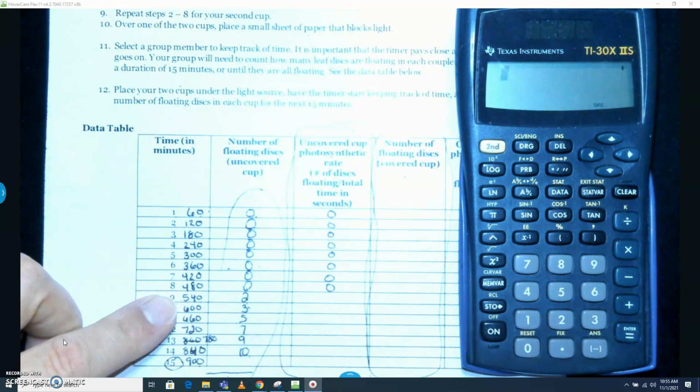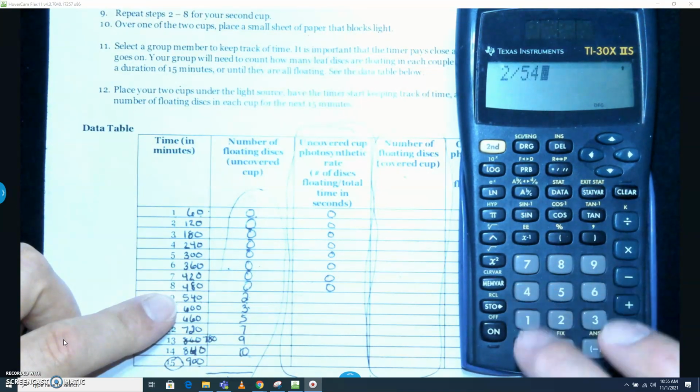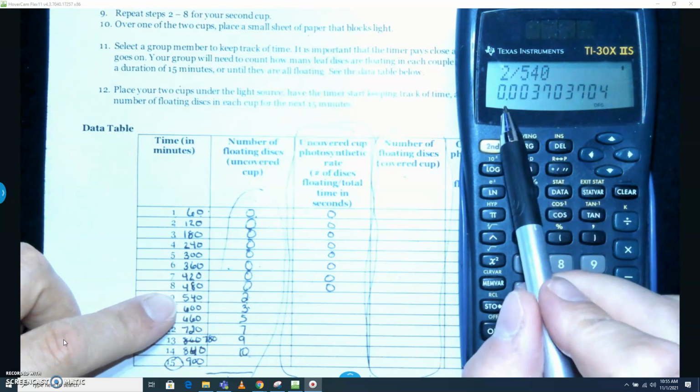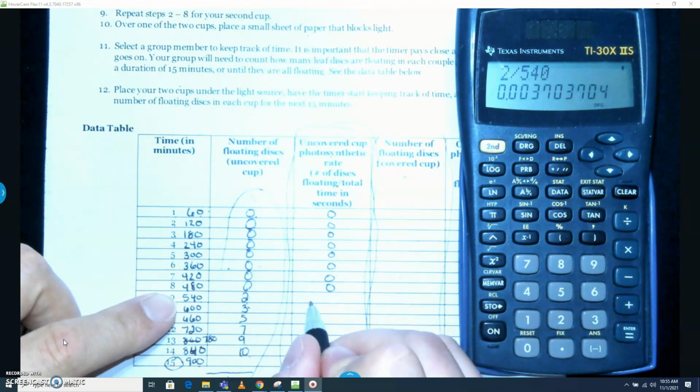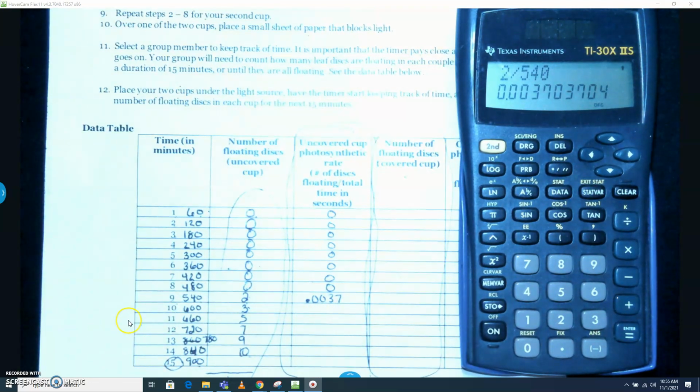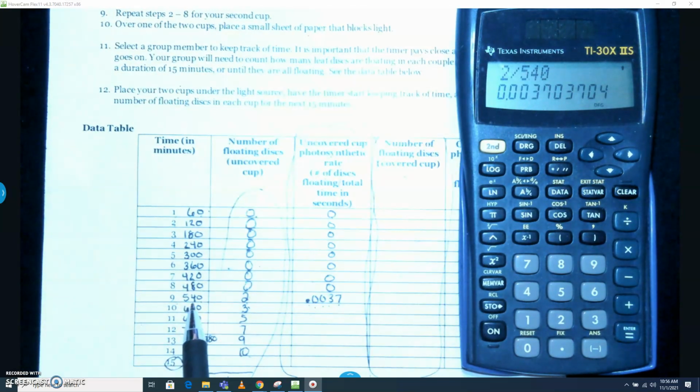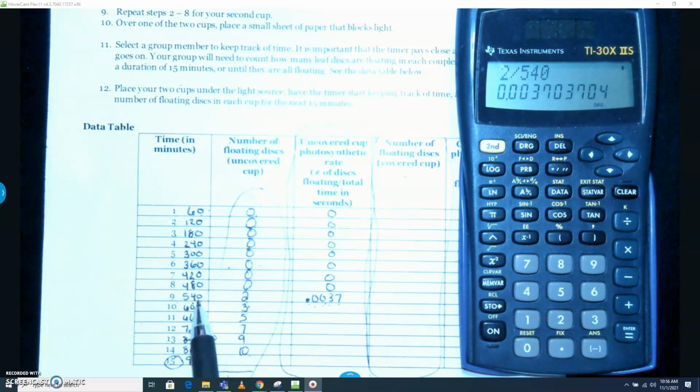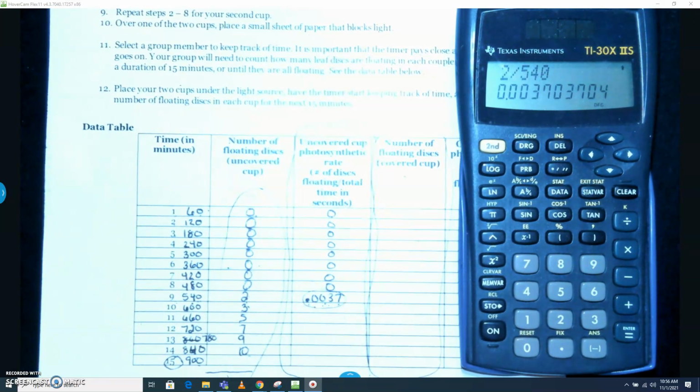So 2 divided by 540. It's going to give us a really small number, 0.0037. What this is saying is that there is 0.0037 leaf cutouts floating in 540 seconds. It takes them that long to float. The higher this number is, the faster the rate.